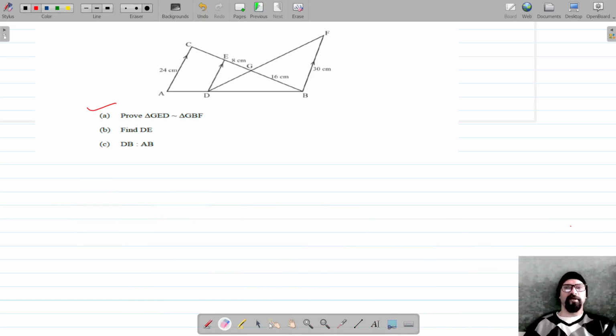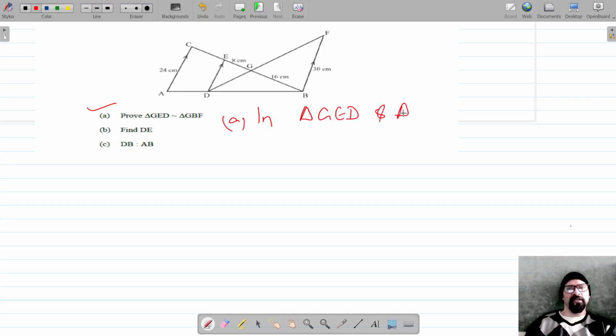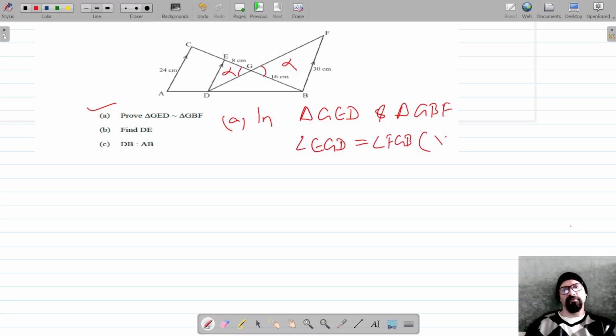Okay, the first part, we have to prove that triangle GED is similar. So let's consider these triangles. This is triangle GED and this is triangle GBF. So this angle, angle EGD, is equal to angle FGB because these are vertically opposite angles.